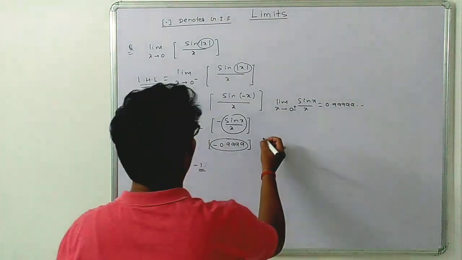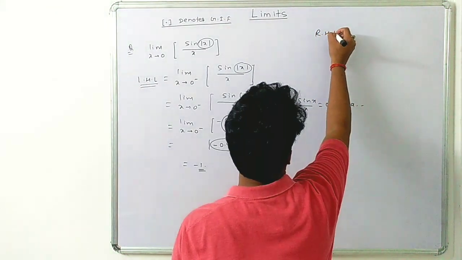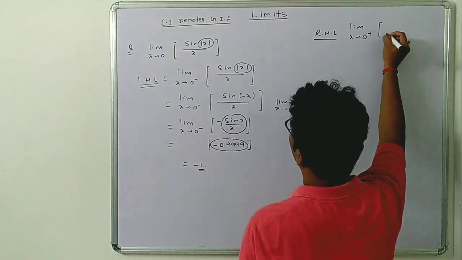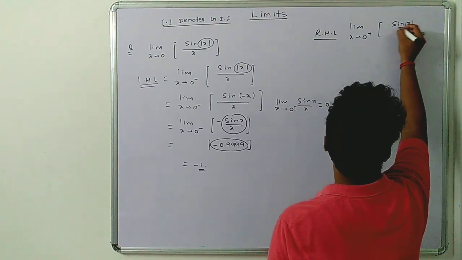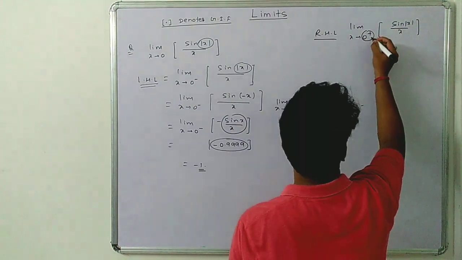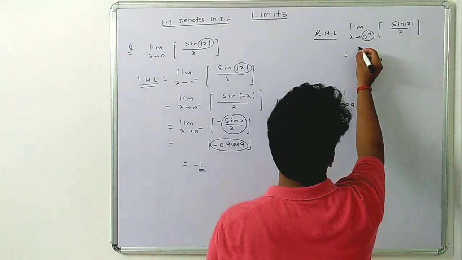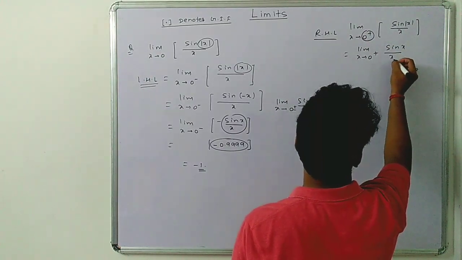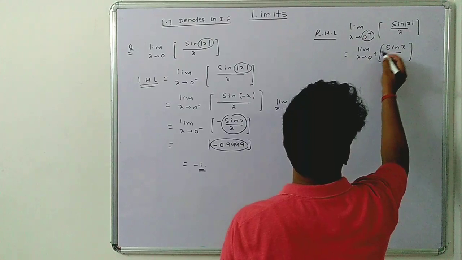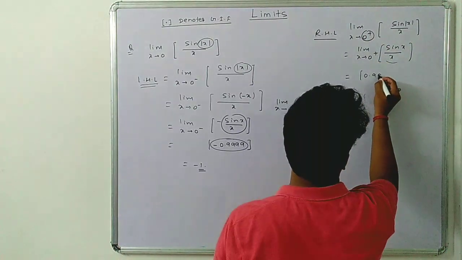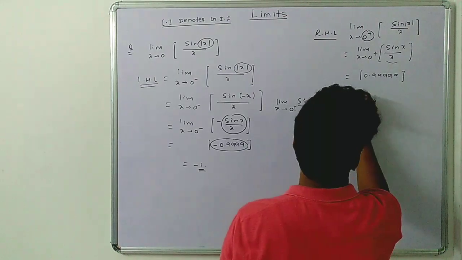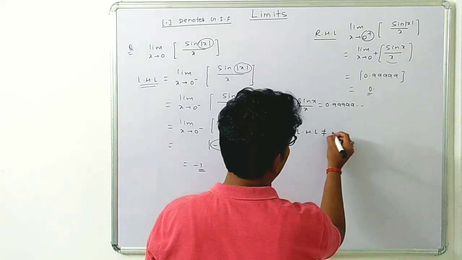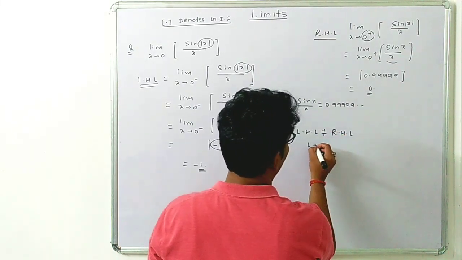Now we are finding the right hand limit. What about the right hand limit? Right hand limit means limit x tends to 0 plus of the greatest integer of sine of mod x by x. Since this is 0 plus, meaning positive, it will open with a positive sign. So this is nothing but limit x tends to 0 plus of the greatest integer of sine x by x, and the value of this when x tends to 0 is 0.9999 and so on. So its value is going to be 0 because this is positive. So here we can say that the left hand limit is not equal to the right hand limit, therefore the limit does not exist.